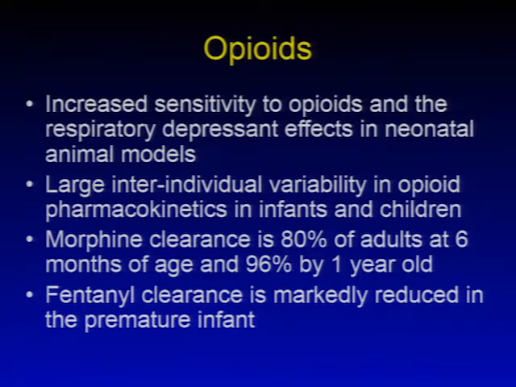Opioids have a large inter-individual variability in terms of the pharmacokinetics in infants and children. Therefore, dosing needs to be titrated. In addition, morphine clearance is 80% of adults at 6 months of age and then reaches near 96% by 1 year of age. Fentanyl clearance is markedly reduced in the premature infant, and use of fentanyl in those children needs to be closely titrated as well.